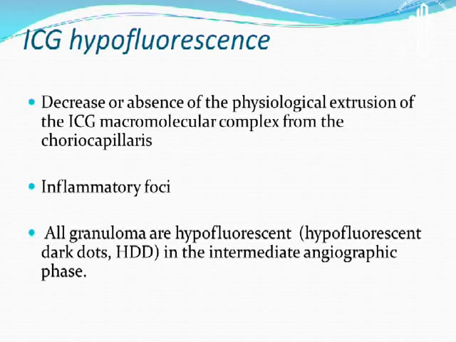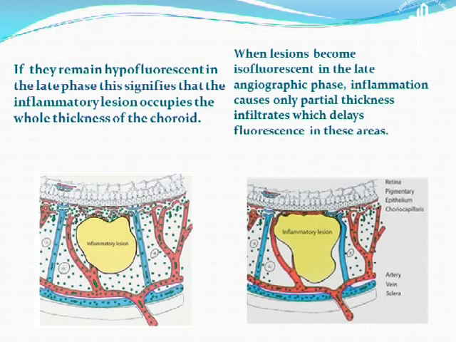In ICG hypofluorescence, in the space-occupying lesions of the choroid, we could see decrease or absence of physiological extrusion of the ICG macromolecular complex from the choriocapillaries, and all the choroidal granulomas presented with hypofluorescent dark dots in the intermediate phase of angiography. If this remained hypofluorescent in the late phase, it signified that the inflammatory lesion occupied the whole thickness of the choroid. When the lesions became isofluorescent in the late angiographic phase, the inflammation caused only partial thickness infiltrates, which delayed the fluorescence in the late phases.